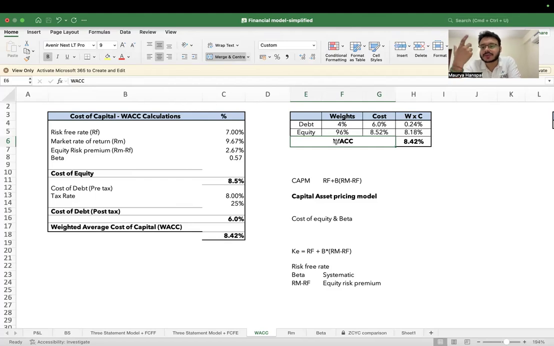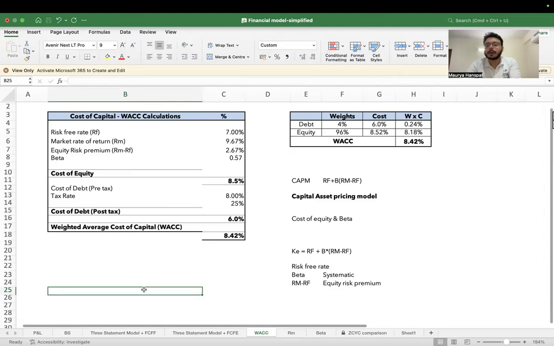But to calculate that intrinsic value we need to calculate something called as the cost of capital, the weighted average cost of capital. So the weighted average cost of capital or simply the cost of capital or the overall cost of capital is simply the discount rate by which you are discounting your future free cash flows. Now, this weighted average cost of capital, it simply denotes the riskiness of that cash flows.